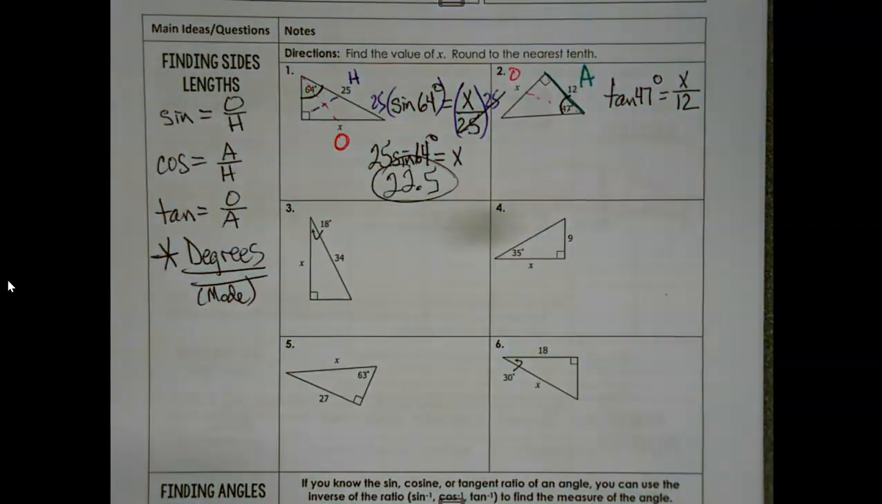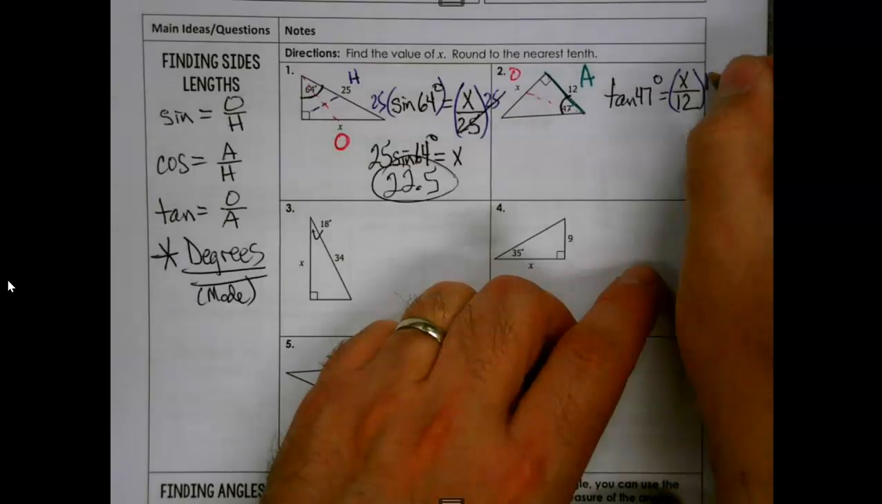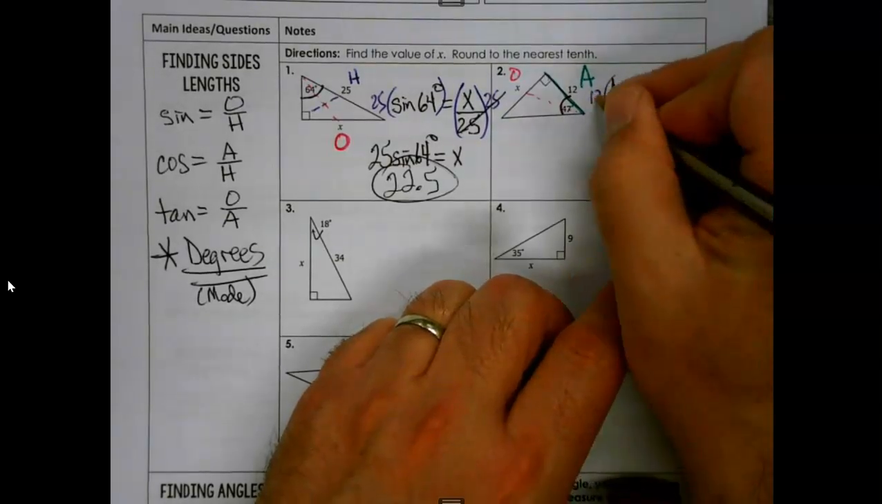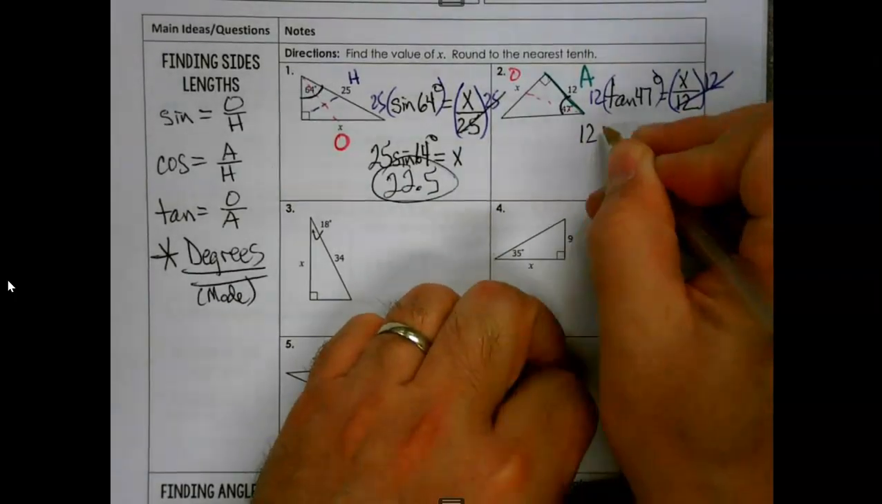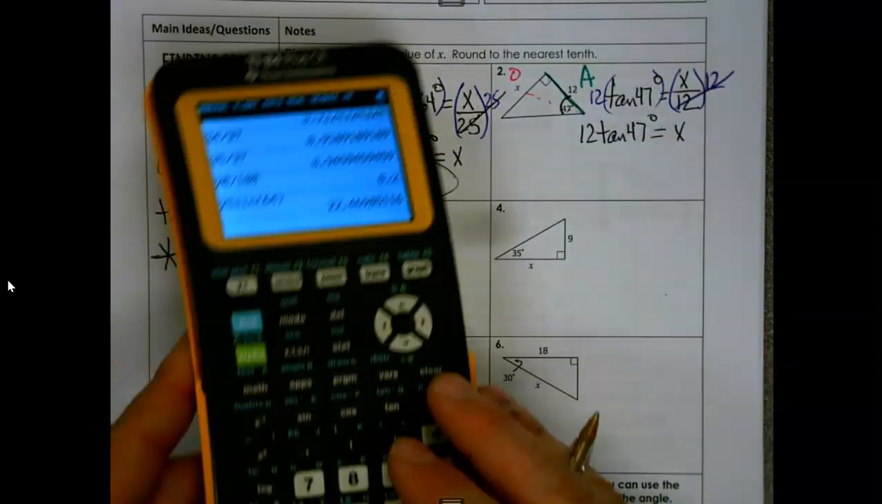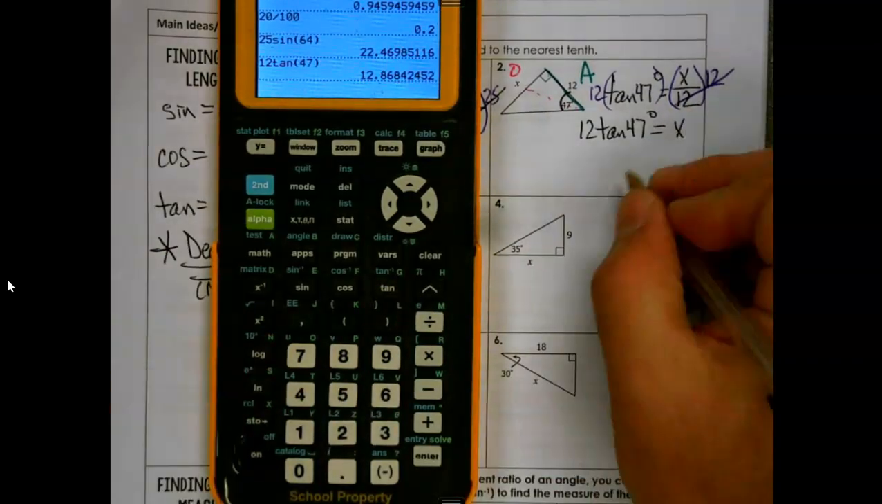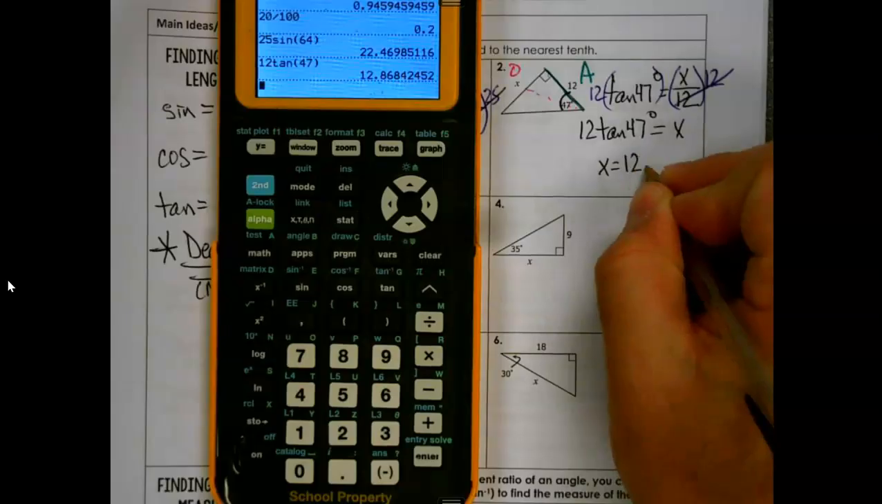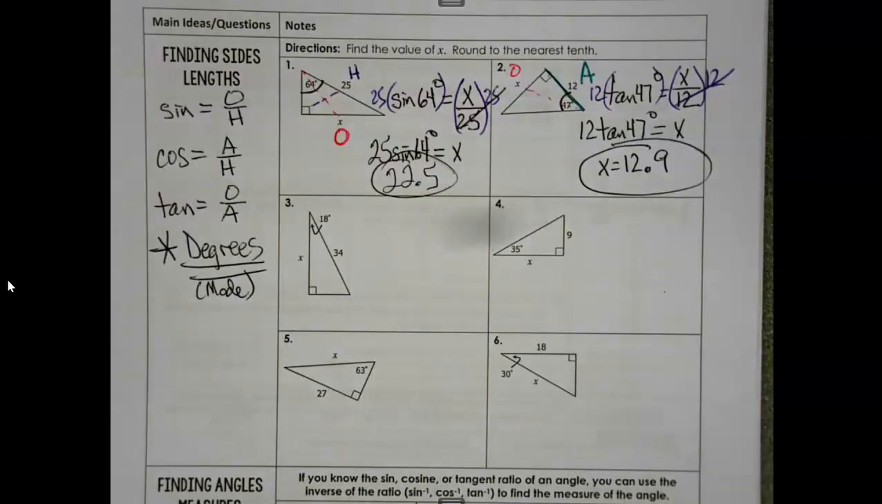And we're in a very similar situation as we were on the first one. So we're just going to multiply both sides by 12. We're going to make that go away. X is 12 times the tangent of 47. Which looks like it's about 12.9. We're off and rolling.